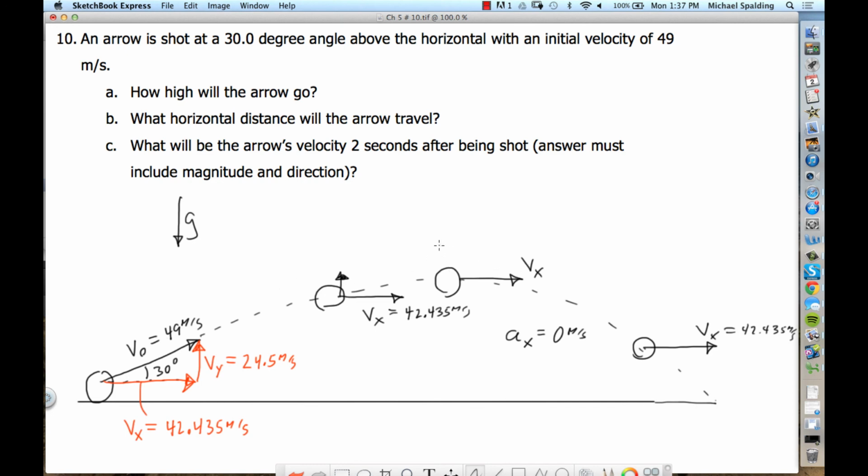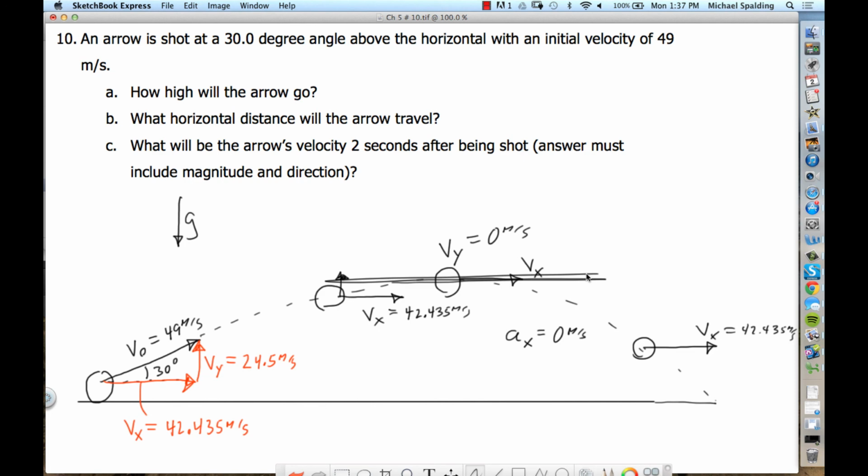Now, what do we know about Vy at the maximum height? 0 for a split second, right? At the very, very top, it's only moving in the x direction. Don't memorize it. You should understand it. Okay? All right. Now, let's solve this.